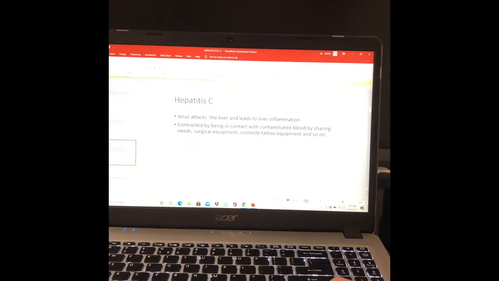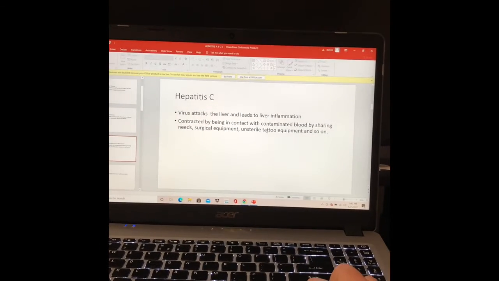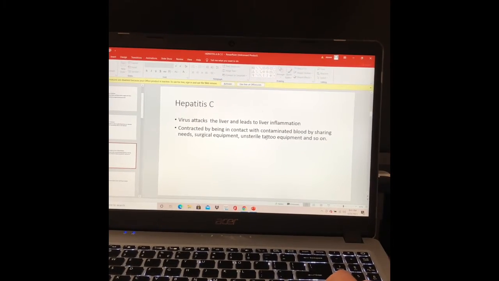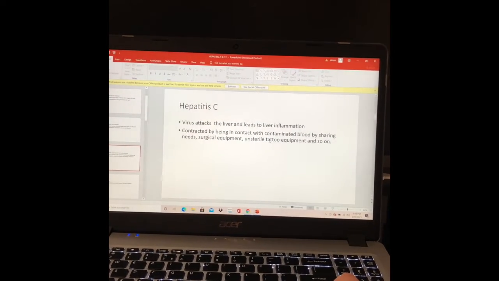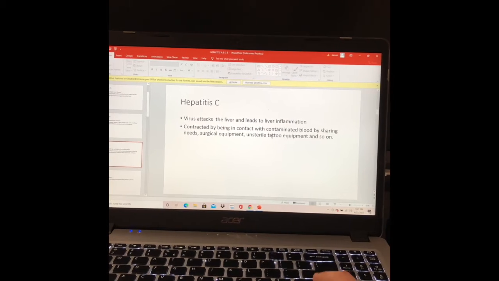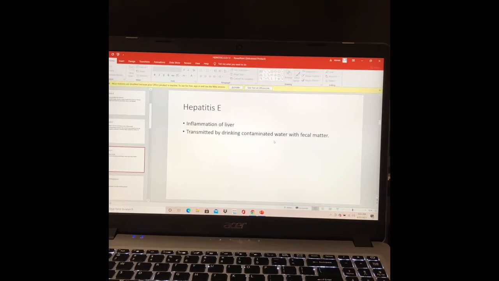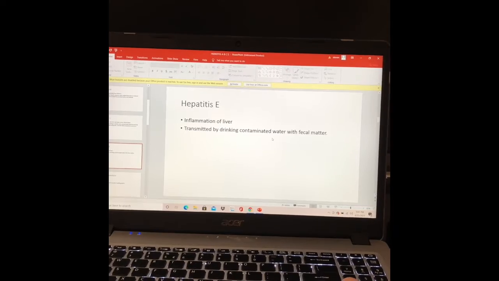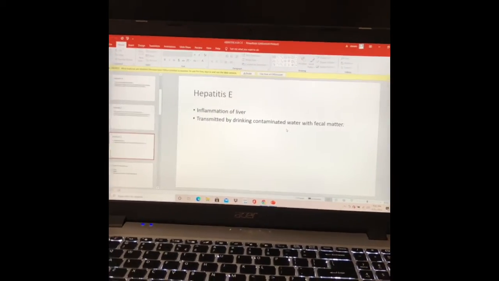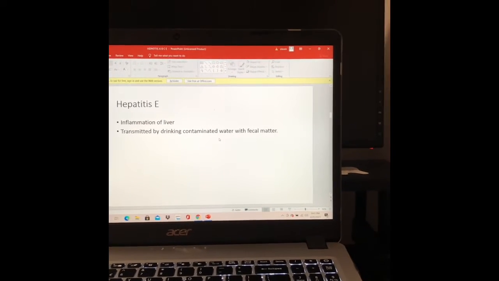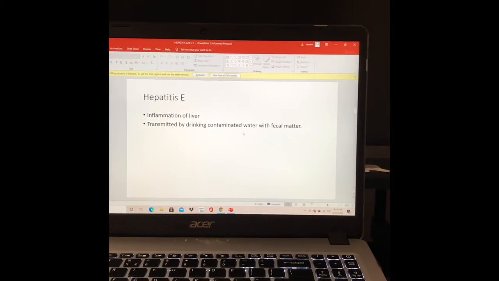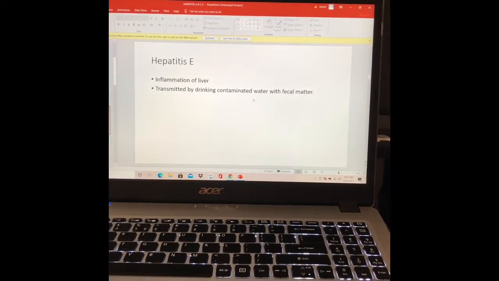Then we have hepatitis C. This virus attacks the liver and leads to inflammation, usually contracted by being in contact with contaminated blood by sharing needles, surgical equipment, or unsterile tattoo equipment, and so on. And then we have hepatitis E. It is also an inflammation of the liver, transmitted by drinking water contaminated with fecal matter. This is most common in third world countries.